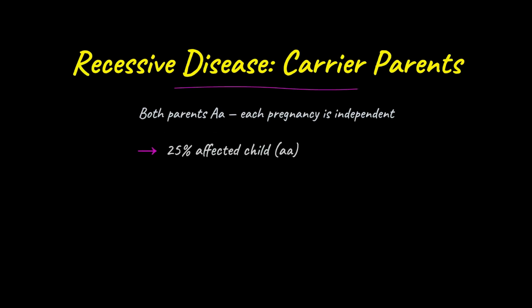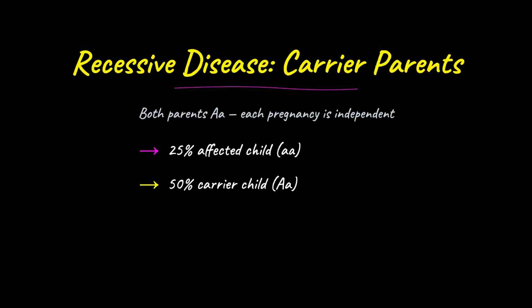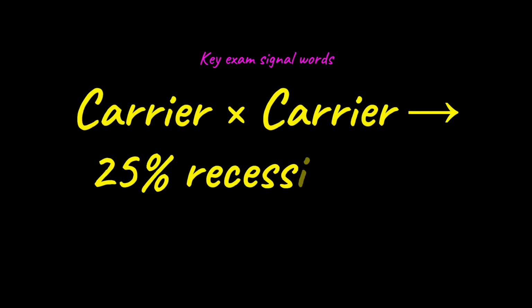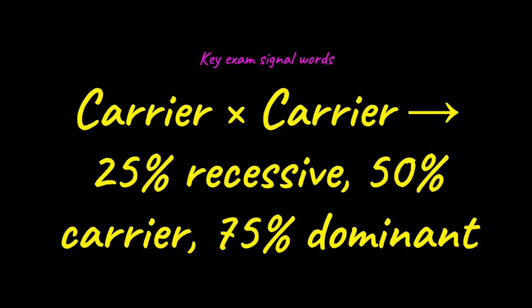This 25% probability underlies carrier screening for autosomal recessive conditions like cystic fibrosis and sickle cell disease. Critically, each pregnancy is an independent event. A couple who already has an affected child still faces a 1 in 4 chance with every subsequent conception. When an exam question mentions heterozygous cross, both parents carriers, or probability of recessive offspring, recognize these as signals pointing to the 1/4 probability for homozygous recessive and the 3 to 1 phenotypic ratio.